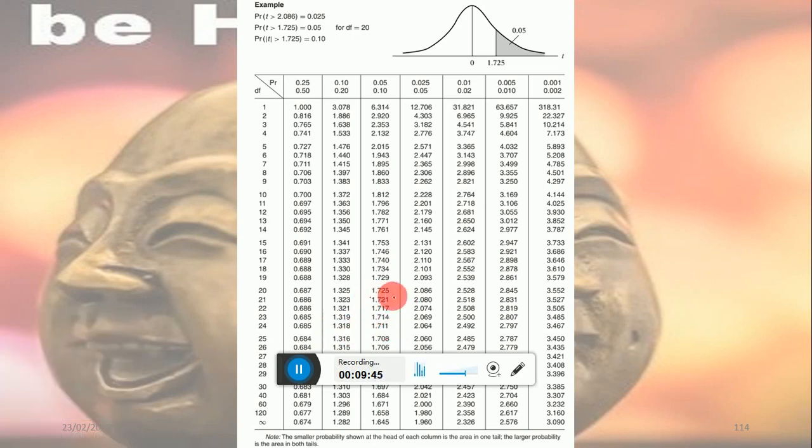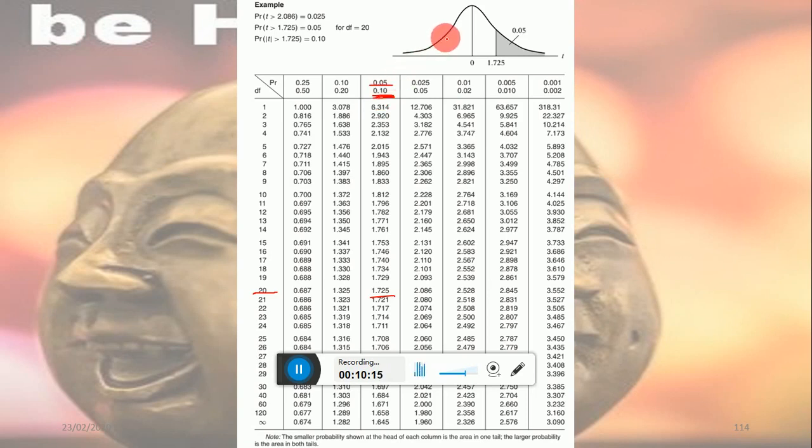And this is the number they are talking about, okay? And we are looking at 5% with 20 degrees of freedom. That's the information they explained. So now, to get the critical T value for 5% in one tail, we have to go under the column with 10% here for both tails, okay?